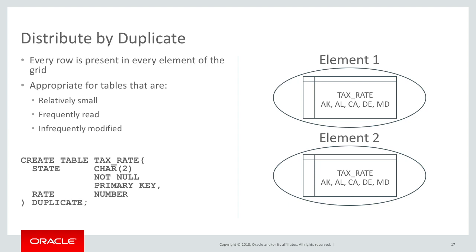In this example, I've chosen a tax table, where we're constantly looking up the tax rate for a particular state as we're processing orders. But those tax rates don't change very often, maybe once a year or something like that. And so that's a small table, constantly read, very infrequently modified. And so it's a perfect candidate for distribute by duplicate. Again, that'll minimize network traffic. If we're doing a join, the data is always there so we can read it without having to hop across the network to fetch the appropriate data.